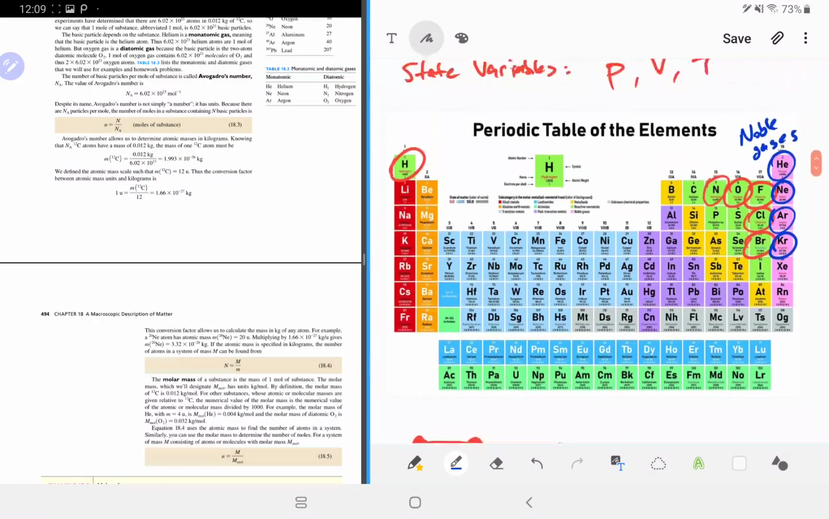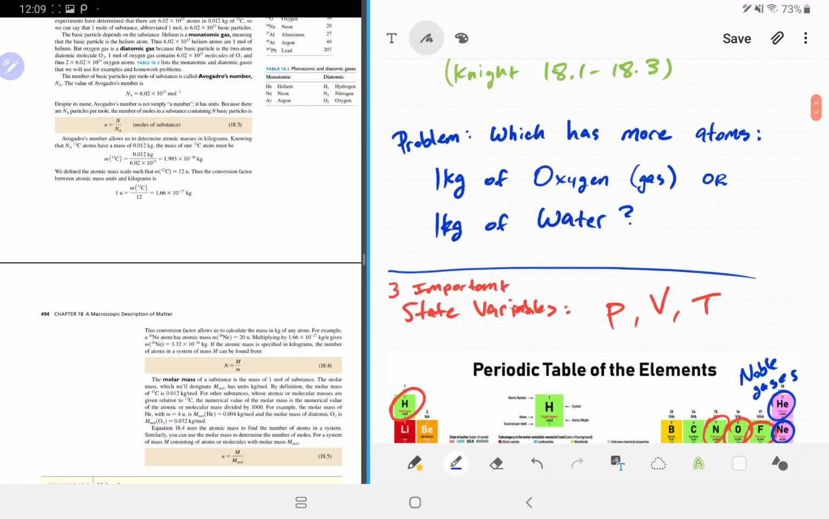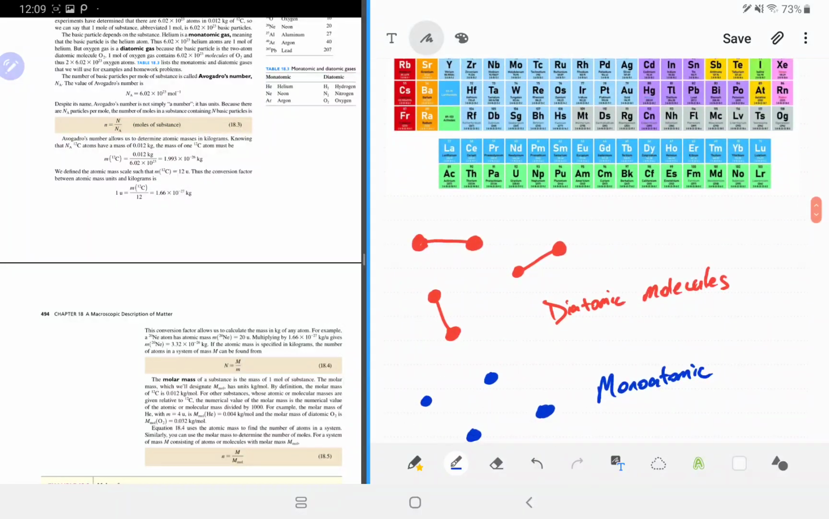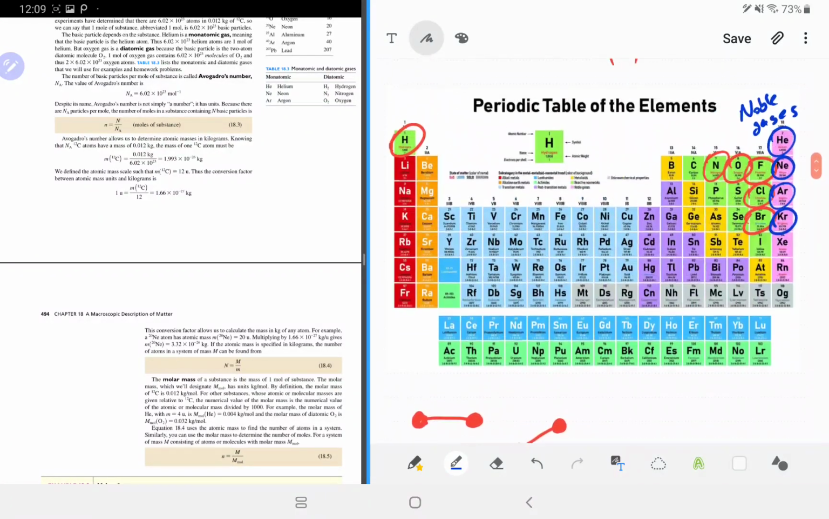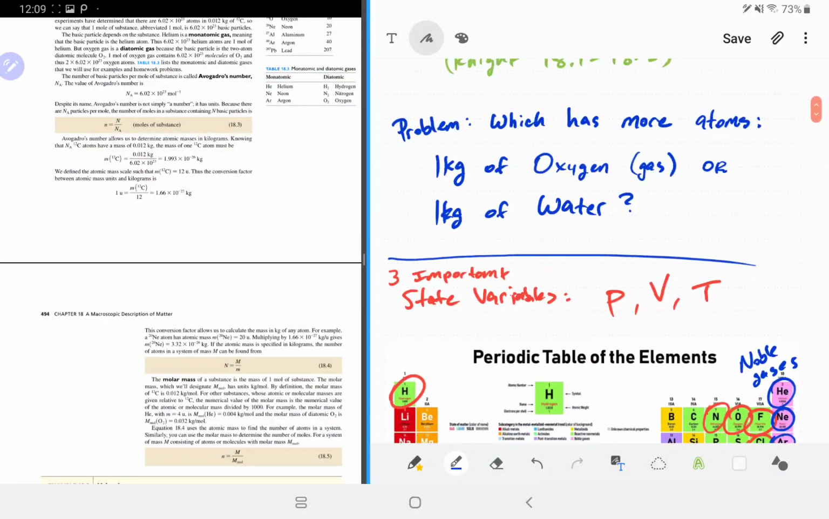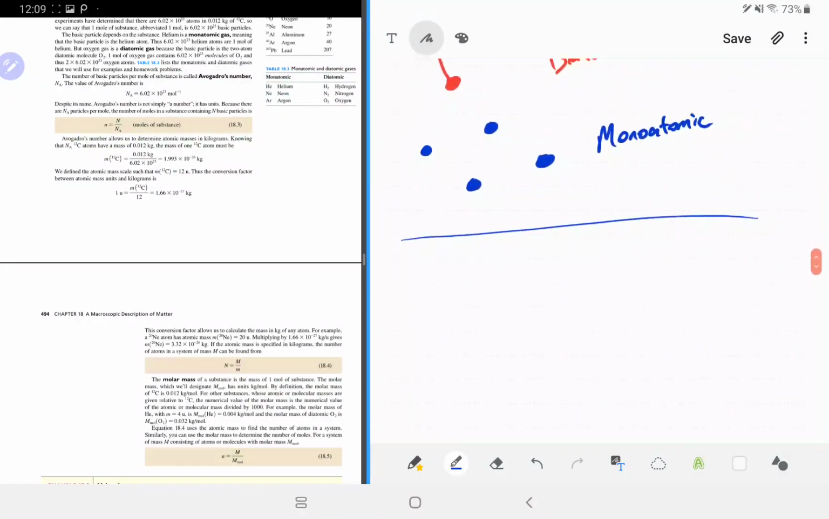Okay, why is this important? Well, when we look at this problem, which one has more atoms, 1 kilogram of oxygen or 1 kilogram of water? When we say 1 kilogram of oxygen gas, we need to know it exists in pairs like this. So let's go ahead and try and figure out how many atoms. Let's just look at the first part of this, 1 kilogram of oxygen gas. So I'm going to start off here, 1 kilogram of oxygen. And actually, I'm going to leave it as 1 kilogram right here.